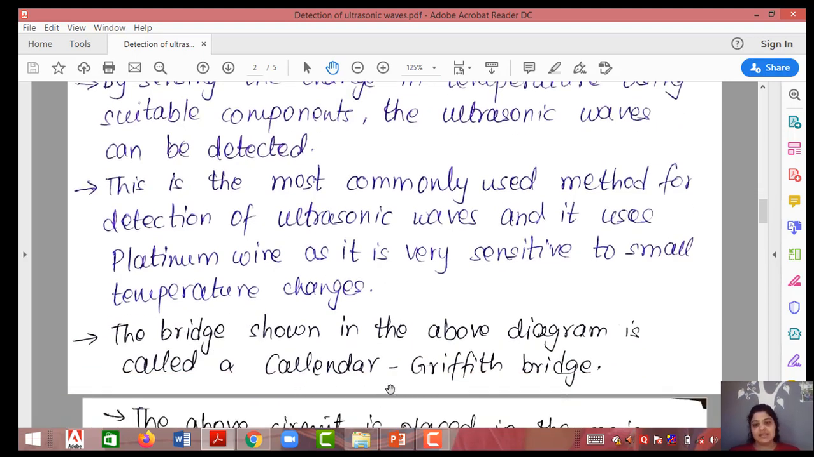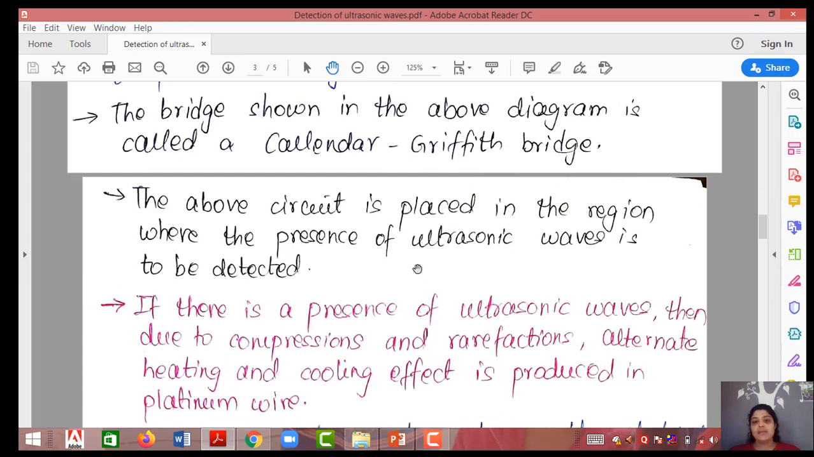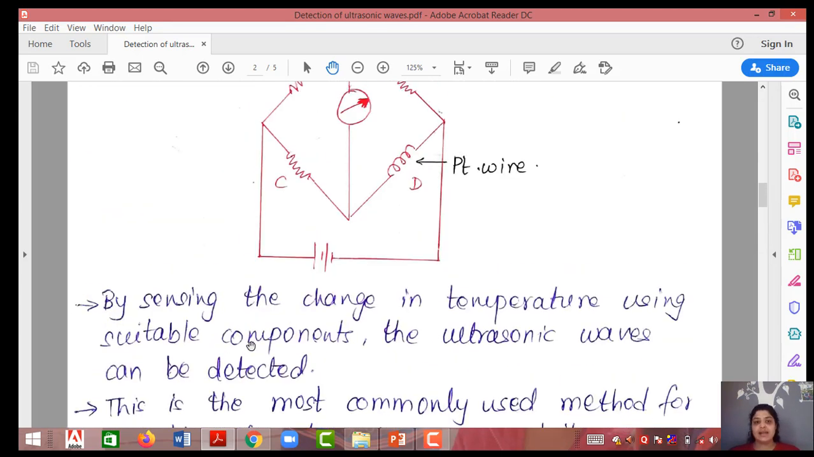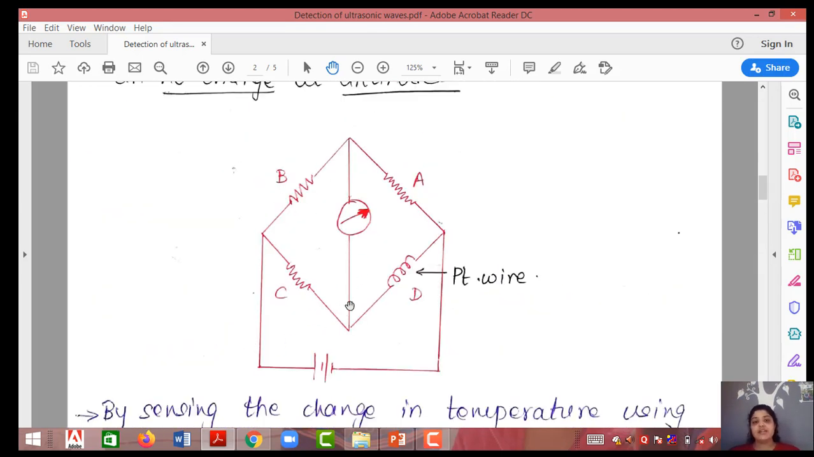This bridge is known as the Callendar-Griffith bridge. The above circuit is placed in the region where the presence of ultrasonic waves is to be detected. If there is a presence of ultrasonic waves, there will be compression and rarefaction. So again, let me go on to the bridge. Whenever there is compression, there will be nodes formed. At the nodes, temperature is more, so resistance will be more. So you will see an imbalance in the galvanometer.